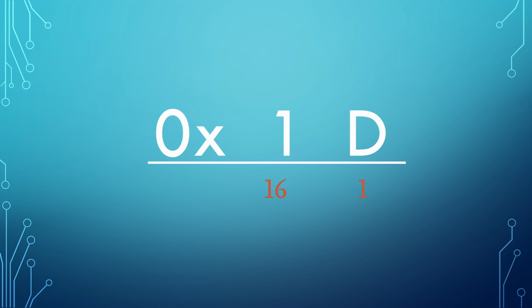What about this one? 0x1D. Well, 16 times 1 is 16. D times 1. Well, what is D? Well, A is equal to 10. B is equal to 11. C is equal to 12. D is 13. So this is saying 13 times 1 is 13. So 16 plus 13 is going to be equal to 29.